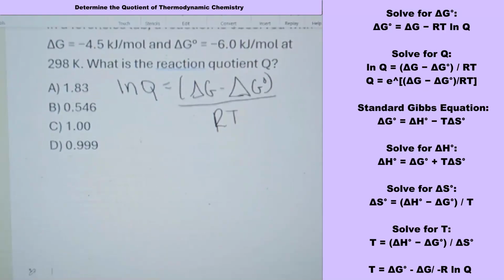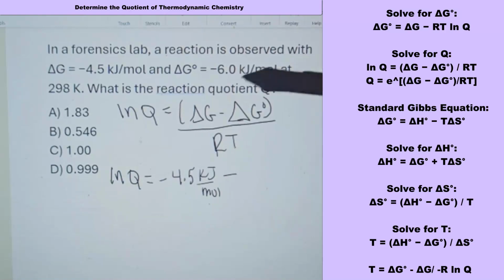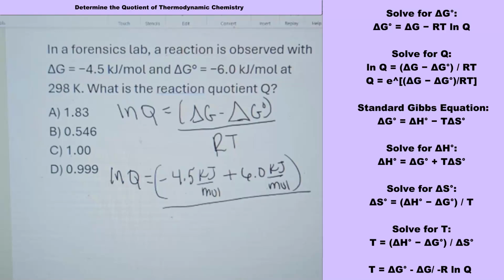So let's go ahead and use those numbers now. Let's plug in our numbers. So the natural log of Q equals your delta G was negative 4.5 kilojoules per mole minus, now because that's a negative sign and then you have a negative sign here, you're going to say plus 6.0 kilojoules per mole divided by your gas constant 8.314 joules per mole dot Kelvin.